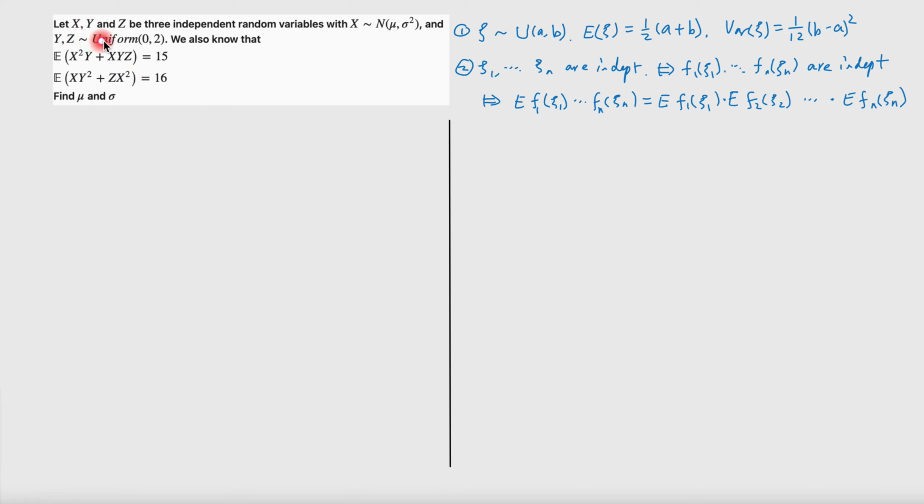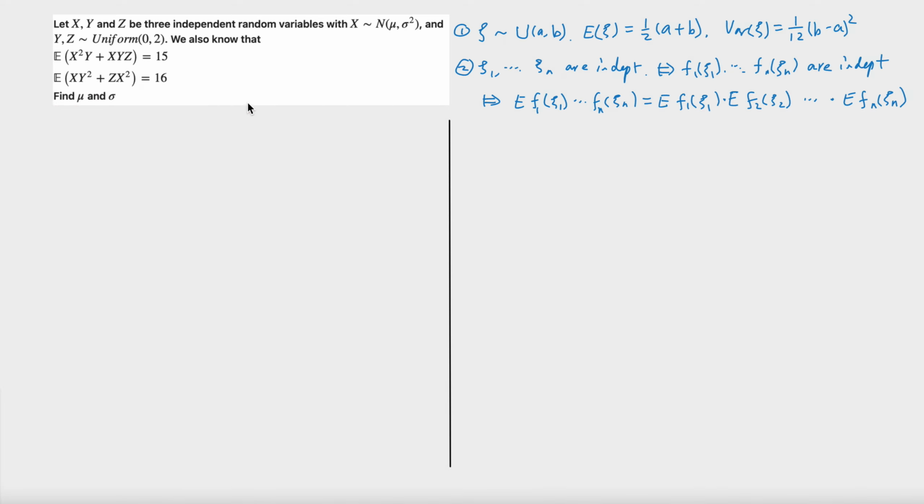Let x, y, and z be three independent random variables, with x following a normal distribution with parameters mu and sigma, and y and z following a uniform distribution from 0 to 2. We also know that these two equations hold. We want to find mu and sigma.